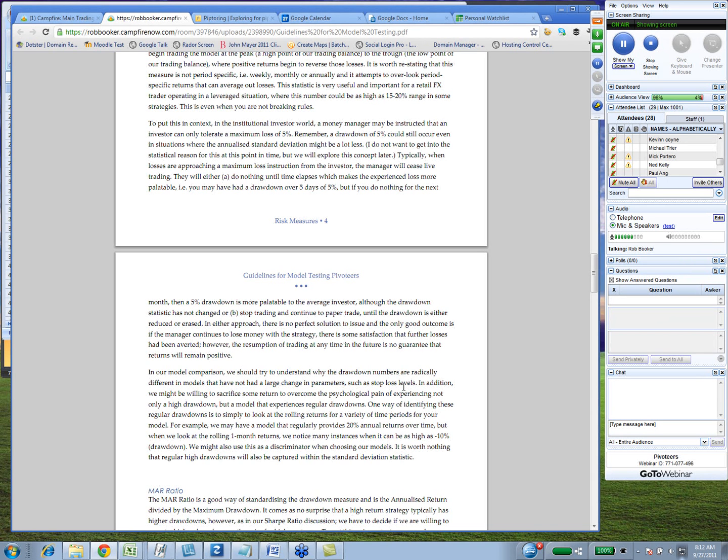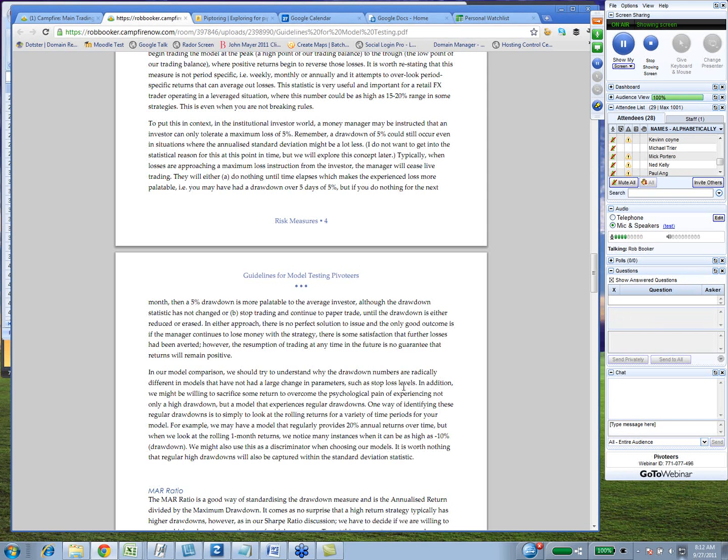In either approach, there's no specific or perfect solution to the issue, and the only good outcome is if the manager continues to lose money with the strategy. There is some satisfaction that further losses have been averted. However, the resumption of trading at any time in the future is no guarantee that returns will remain positive.